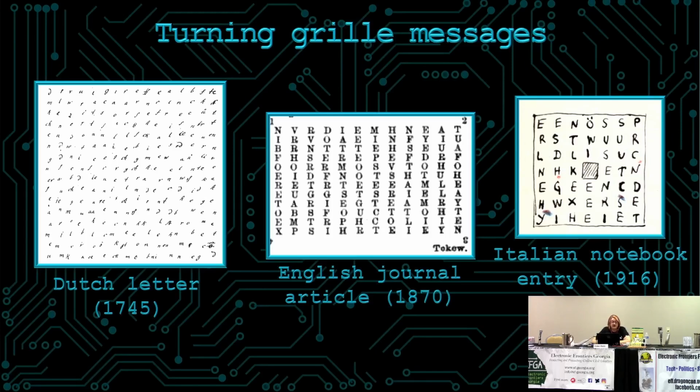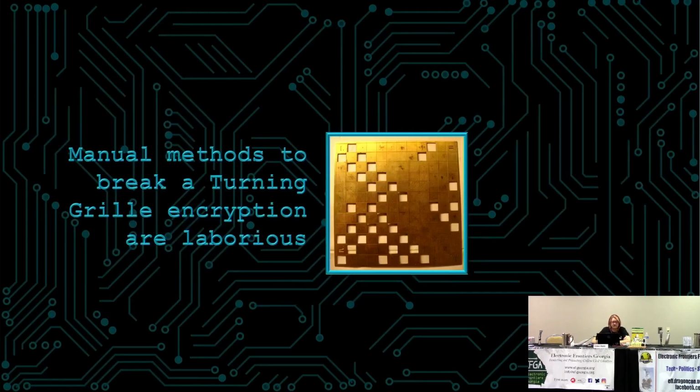One of the unusual things about turning grill is that normally when you have a cipher, you want lots of ciphertext to work with, and the more ciphertext you have, the easier it becomes to crack. With turning grill, it's the opposite. The bigger it is, the more difficult it is to crack. So computers can be very helpful in solving turning grill. Hill climbing is a method.